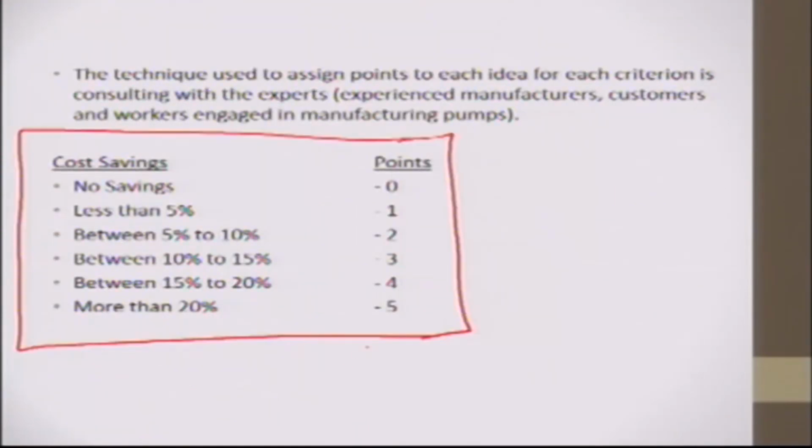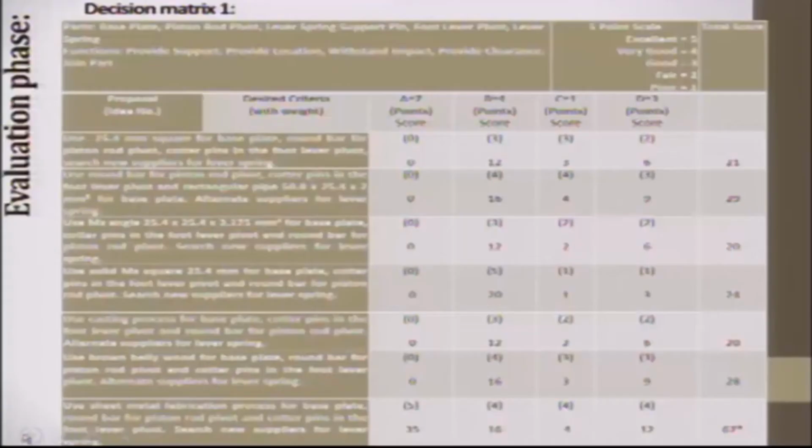We also use a scale for cost savings, that is, no savings 0, more than 20% saving 5. We calculate the percentage of savings if there is any. So in decision matrix 1, we have put the parts and functions in the same way. We put the 5-point scale here. Function A is cost, function B is durability, function C is implementation and function D is operation. These are the weights of these functions, and we see that there is no cost saving.